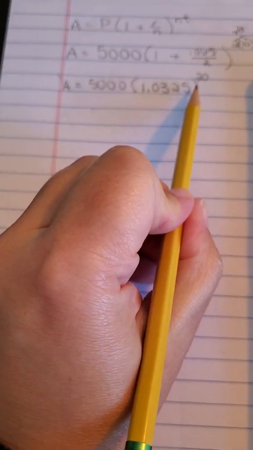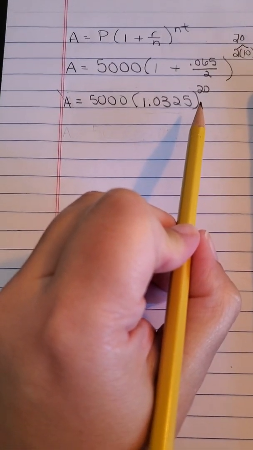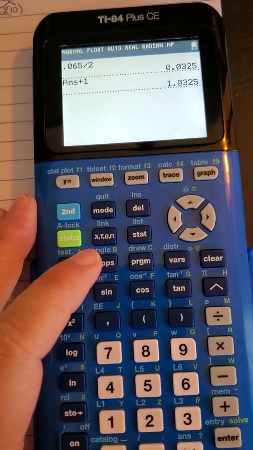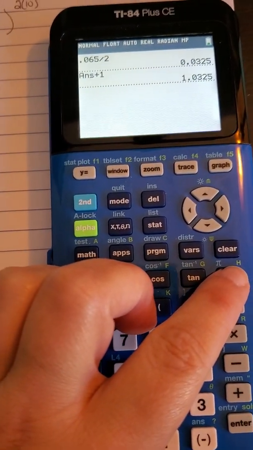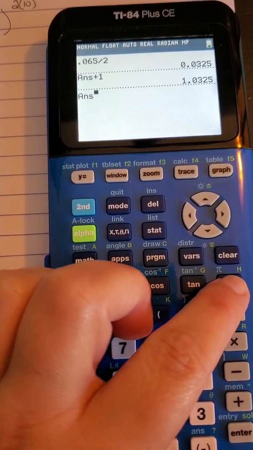I'm going to raise it to the 20th power. So I'm going to raise just that 1.0325 to the 20th power. So what I can do is, I have the 1.0325 on my calculator. And if you're using a graphing calculator, you can do this. Or if another calculator, you might have to retype it. But then I'm going to hit the caret.